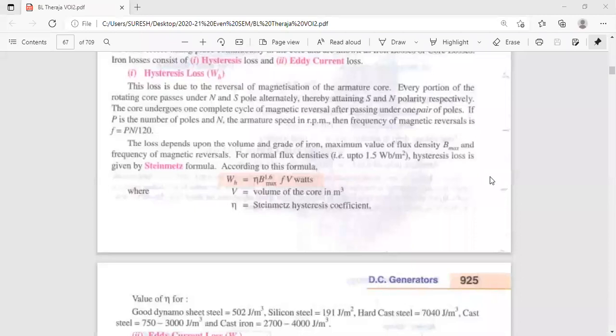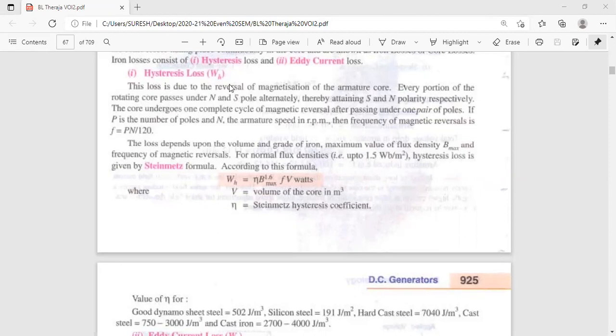Start the class. Transformer consists of how many losses? What are the losses in transformer? Iron loss and copper loss. Iron loss is again classified into how many types? Two types. What are those? Hysteresis and eddy current loss.